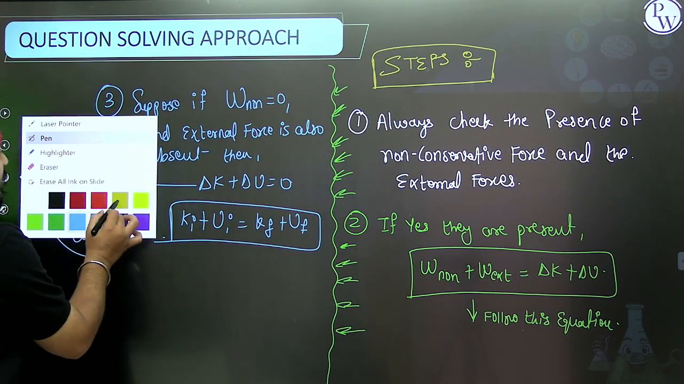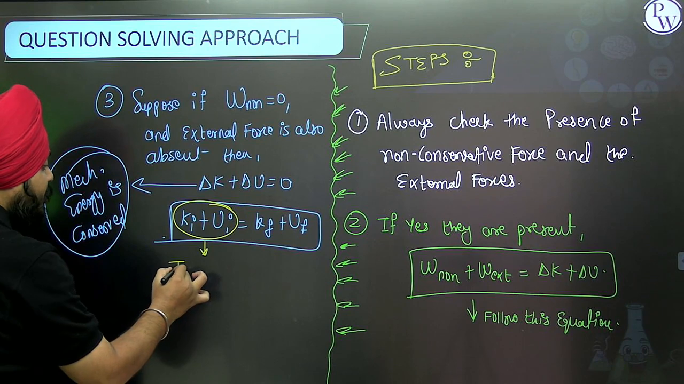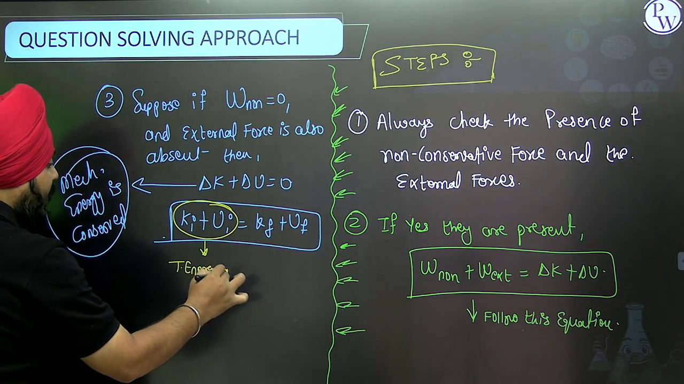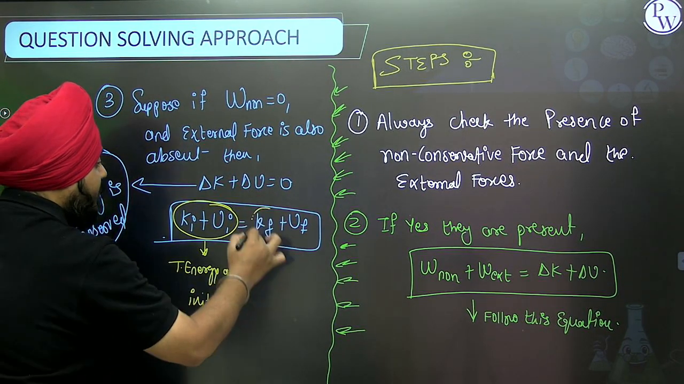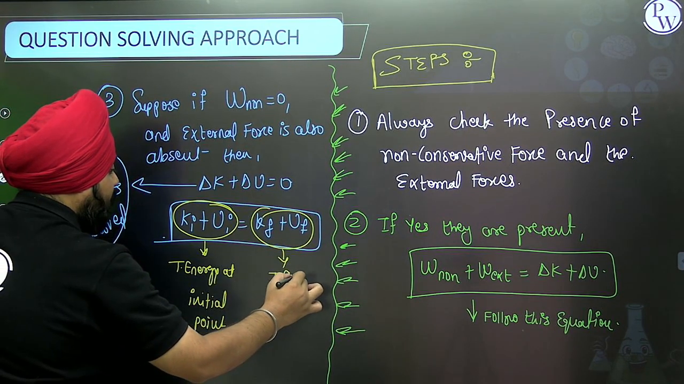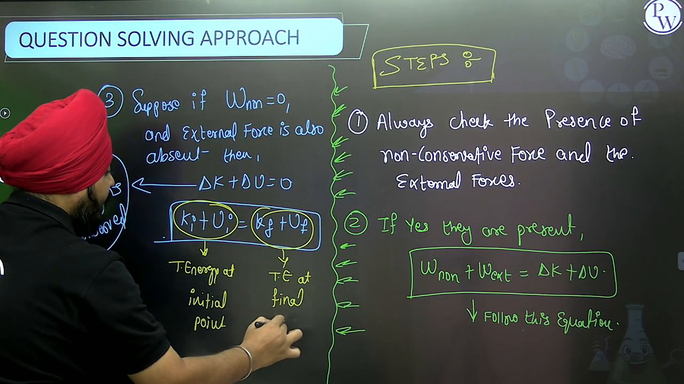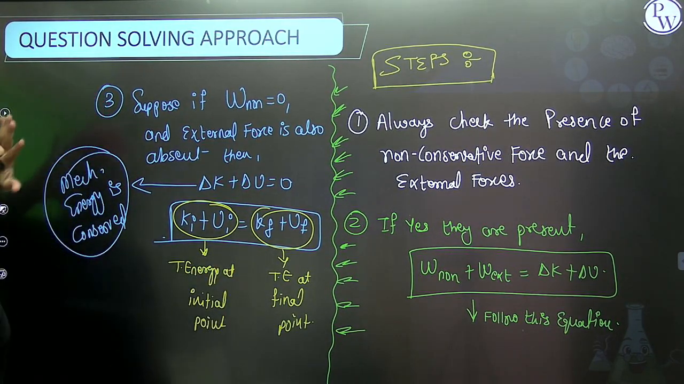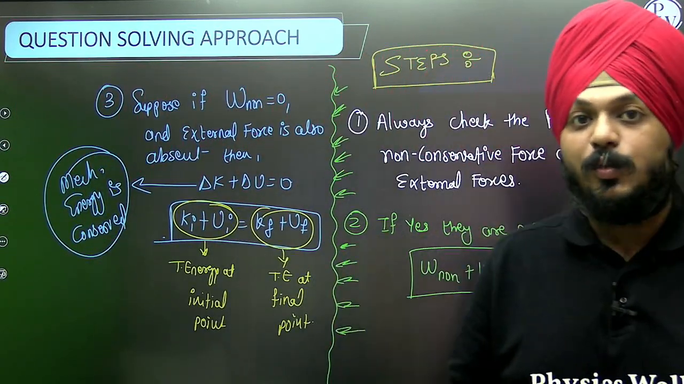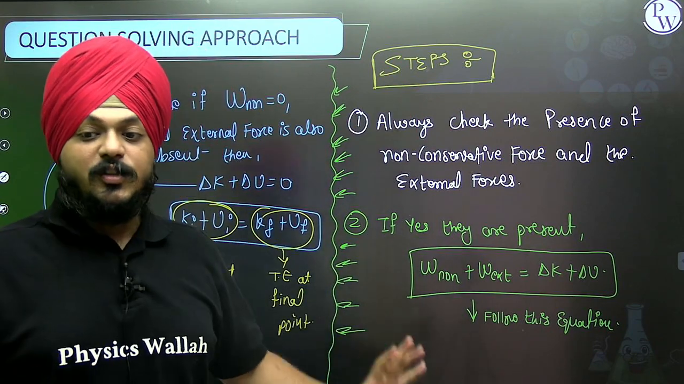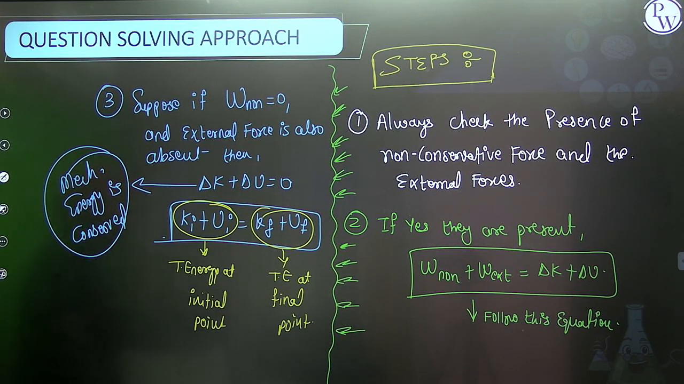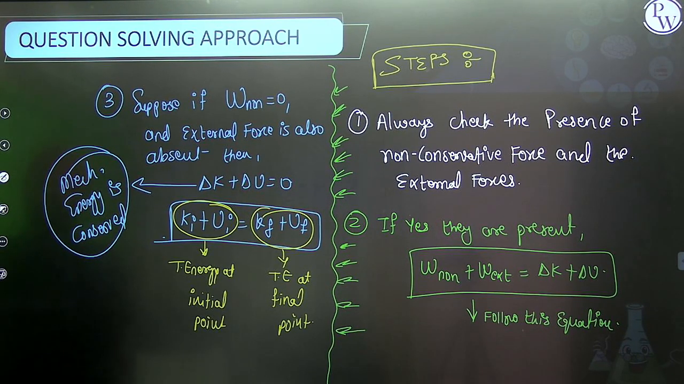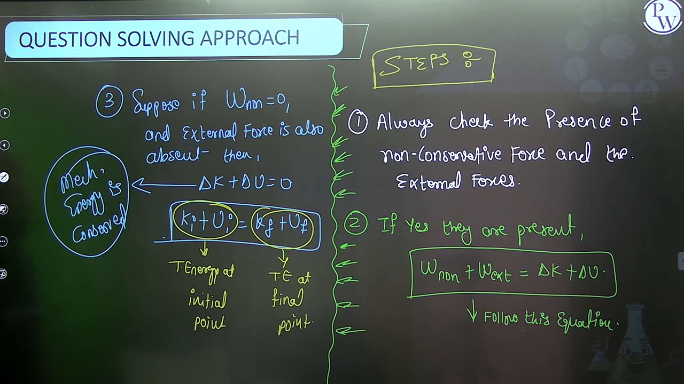This is the total energy at the initial point. In this case, the total energy is always constant, and this is the total energy at the final point. Compare them and get the answers. We are going to use these steps and solve the sums. Are you all ready? So this is a very simple explanation of the work energy theorem. You can pause this video and note it down.